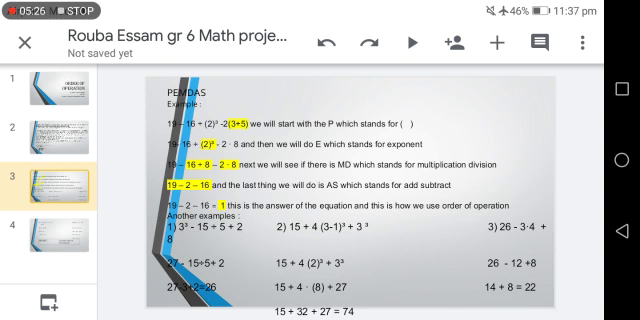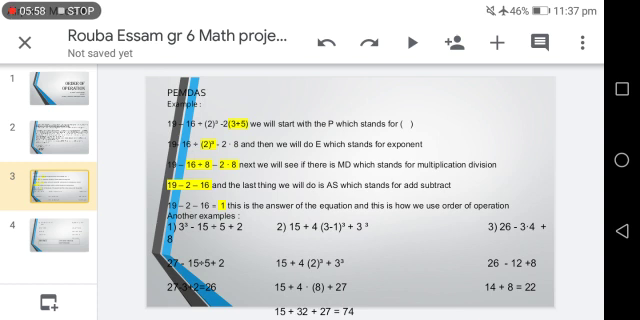Another example is 15 plus 4 multiplied by the quantity 3 minus 1 to the power 3 plus 3 to the power 3. First, we see the parentheses. The parentheses contain 3 minus 1. 3 minus 1 is 2. We rewrite the equation with the changes: 15 plus 4 multiplied by 2 to the power 3 plus 3 to the power 3.